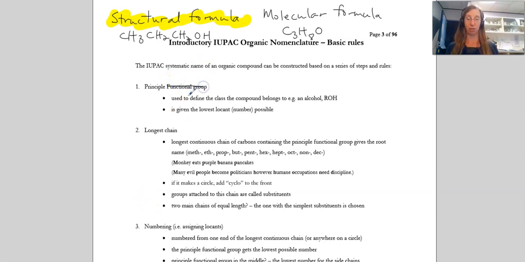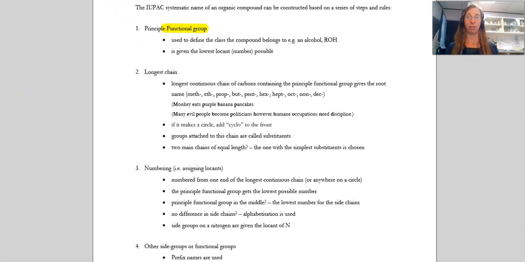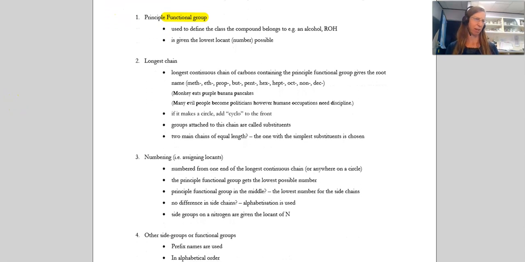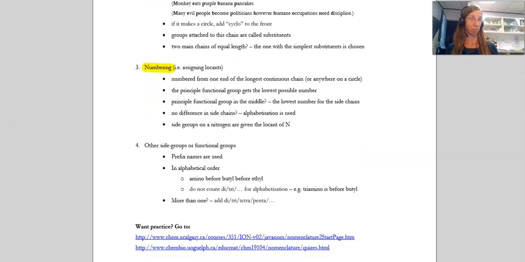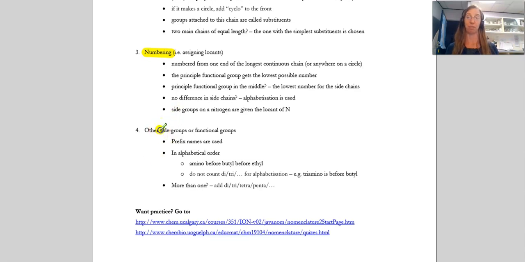The first thing to notice is the functional group. Today we won't have very complicated functional groups, but we'll keep adding those on. We will identify the longest chain. I'll show you what that looks like. Each carbon in the longest chain gets a number, which we'll need to use in the name. And then there will be side groups that we will have to name. So I think the best way is to give you some examples.